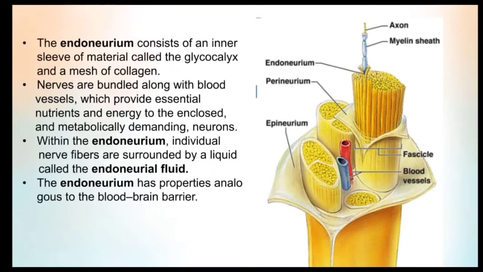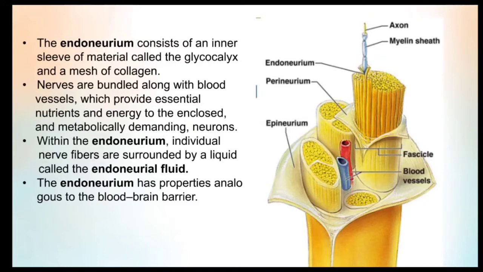So, next, yung endoneurium daw ay kinukonsist siya ng inner sleeve of material called the glycocalyx and a mesh of collagen. Nerves are bundled along with blood vessels which provide essential nutrients and energy to the enclosed and metabolically demanding neurons. So, dun sa loob ng endoneurium, bawat nerve fiber ay sinusurround ng liquid na tinatawag nating endoneurial fluid.